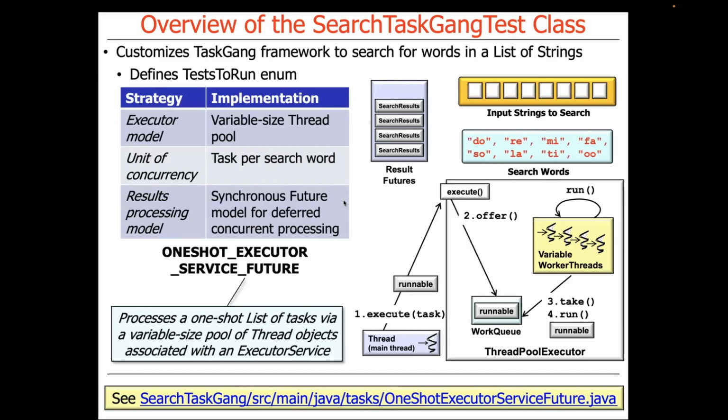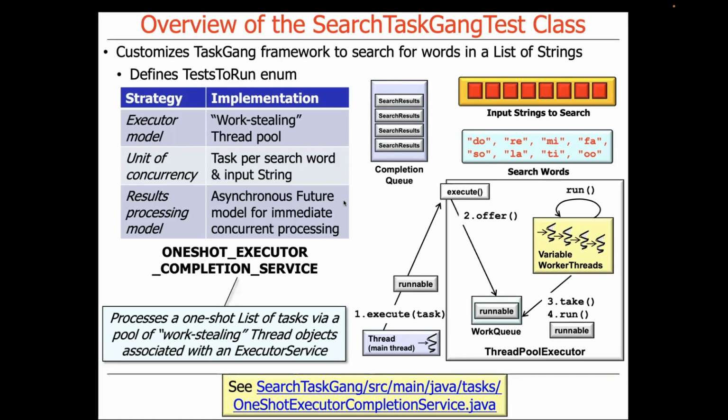There's yet another example called the one-shot executor service future. This one processes a list of tasks using a variable size pool of thread objects using a so-called cached executor associated with an executor service. It's also going to have a list or queue of futures that are waiting for the results to be finished. Its executor model is this variable sized or cached thread pool. The unit of concurrency is a little different here. Rather than being the input string, we're using a task for each of the search words. And the results processing model is a synchronous future model for deferred concurrent processing. And we'll see how that works when we look at that one.